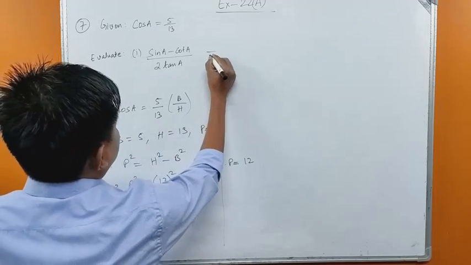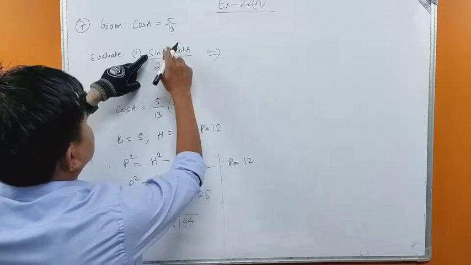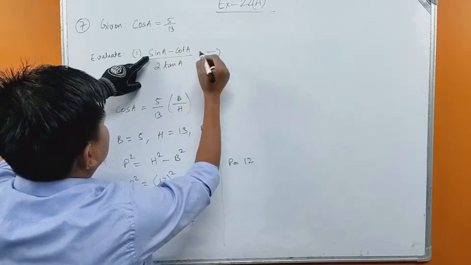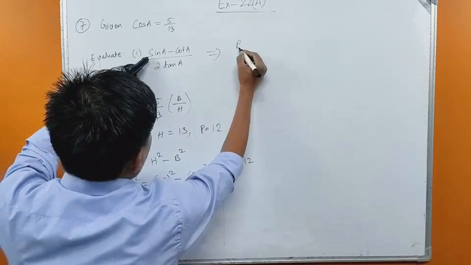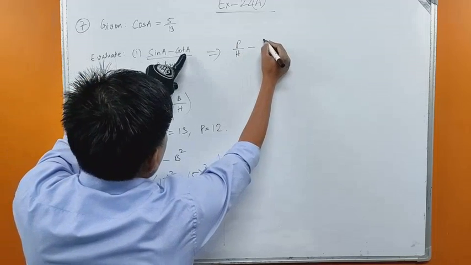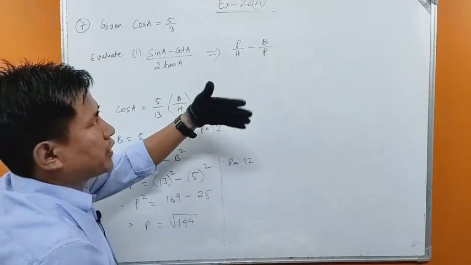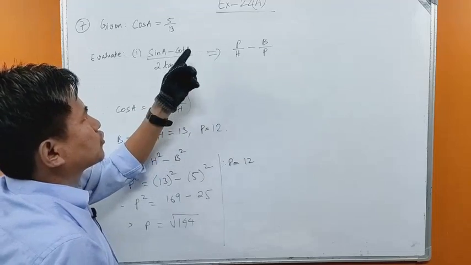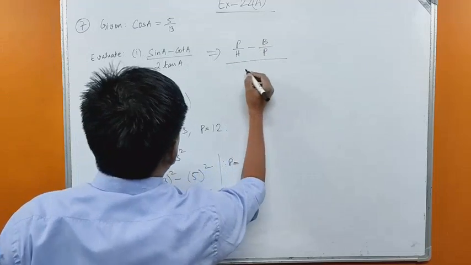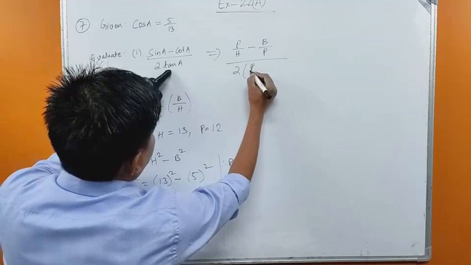Okay, so sin A minus cot A. Sin theta is perpendicular upon hypotenuse, minus cot A, which means base upon perpendicular, isn't it? Tan theta is p by b, so cot theta is just the opposite of tan theta, b by p. Upon 2 tan A, and 2 into tan A means p by b.